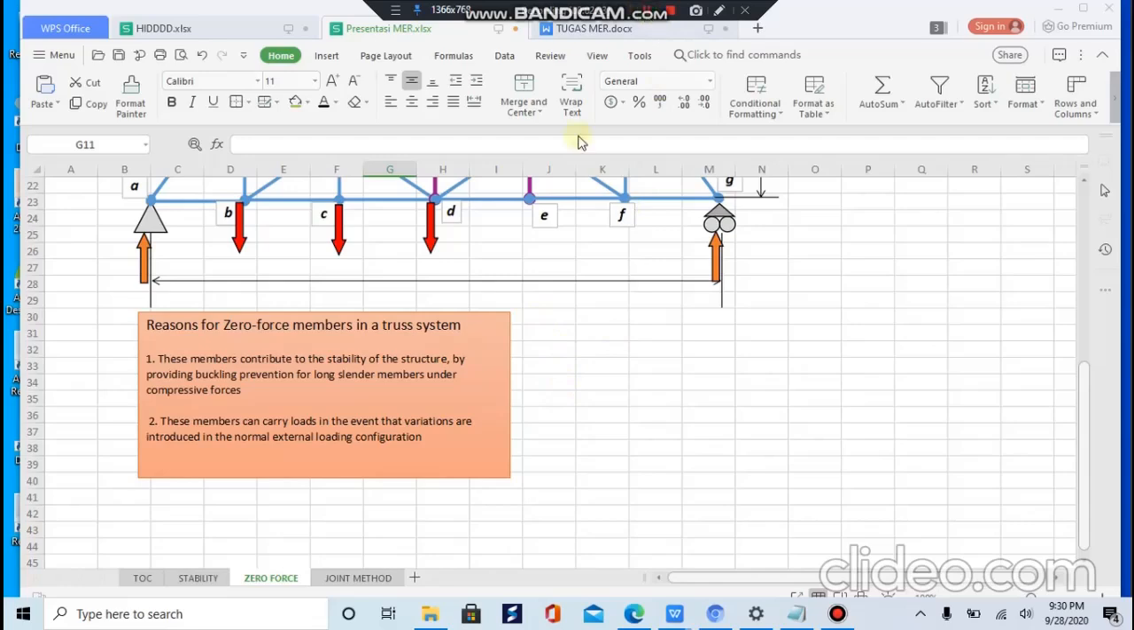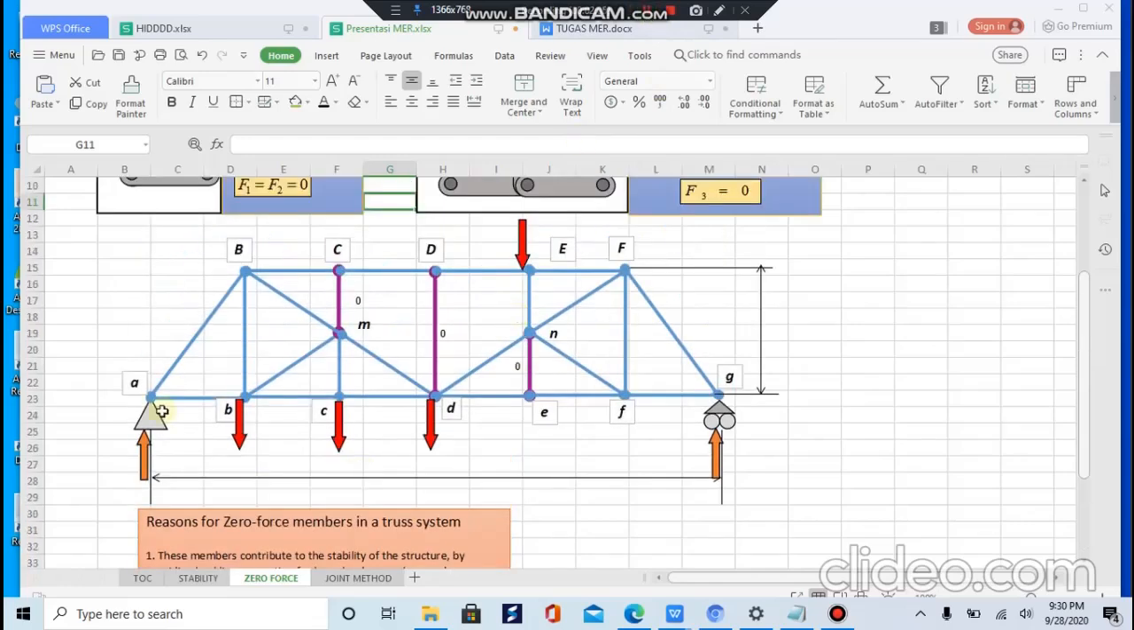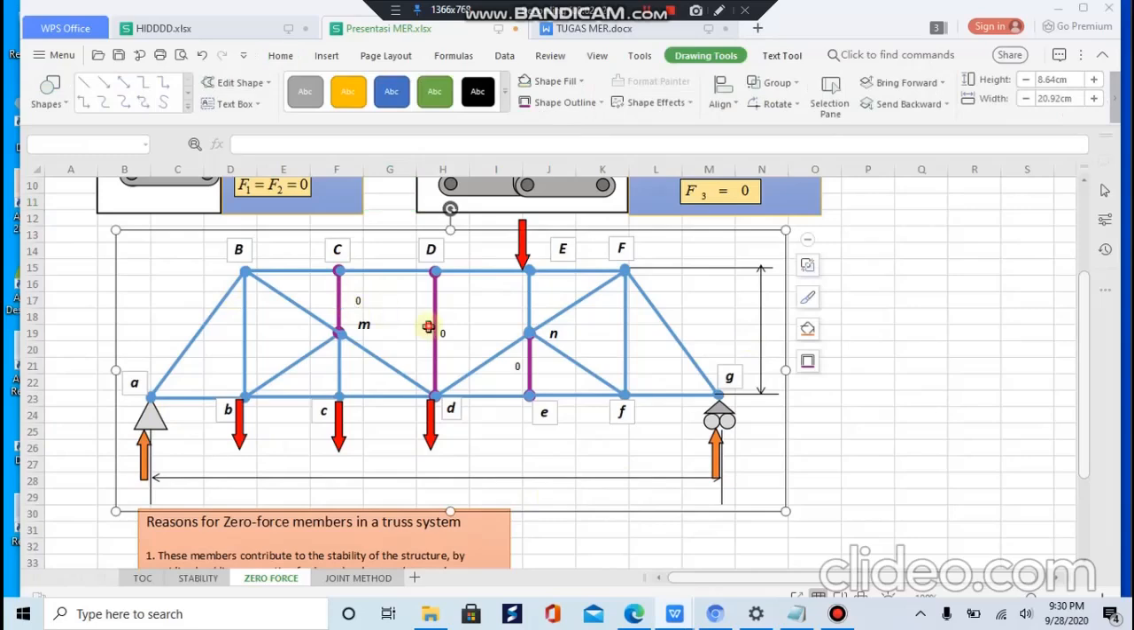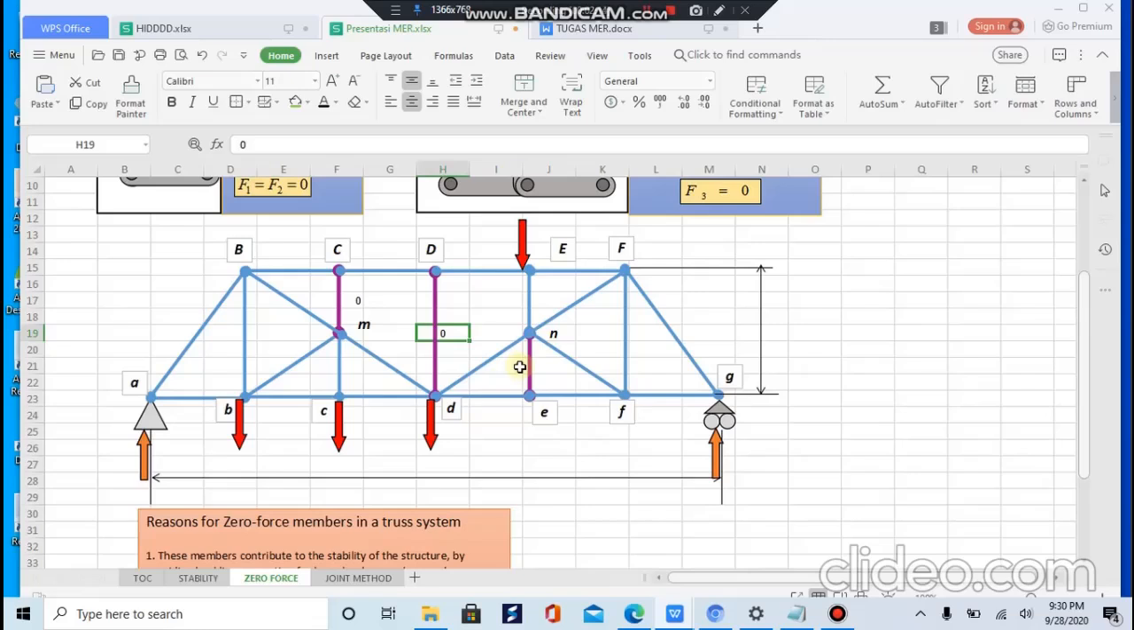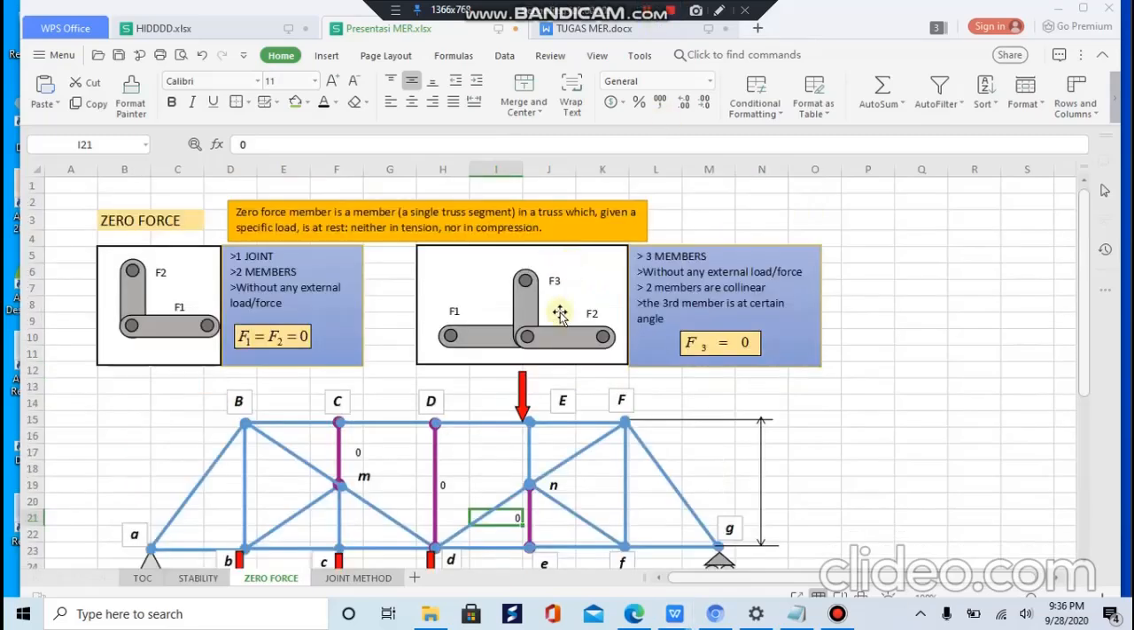On this truss problem, there are three zero force members: FGM, FDD, and FNE bars. Zero force members do not need to be calculated because no external load is applied and three or fewer truss members meet. An excellent explanation from Andi.